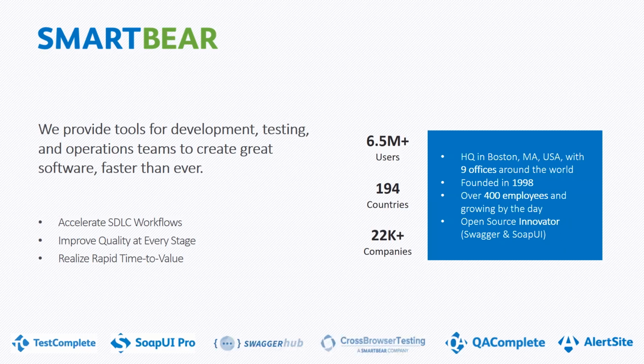We are known as an open source innovator. So if you've heard of Swagger or SoapUI, then that's SmartBear. As you can see at the bottom of the screen, the most well-known of our tools would be TestComplete, SoapUI, SwaggerHub, a new addition like CrossBrowserTesting, and then for test management, QAComplete, and AlertSite when it comes to synthetic monitoring of your applications and APIs.